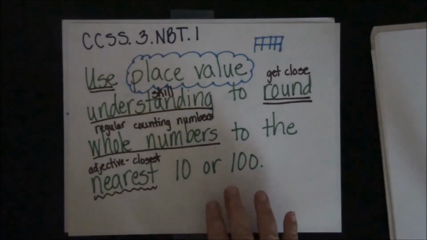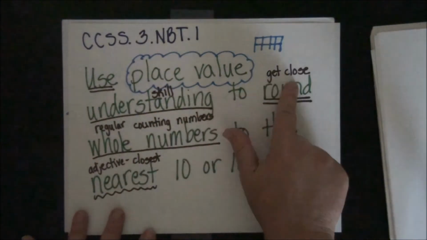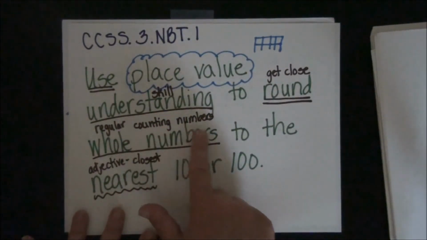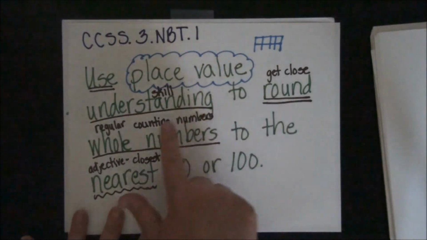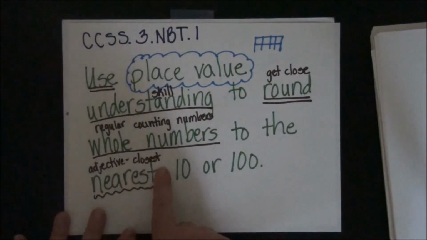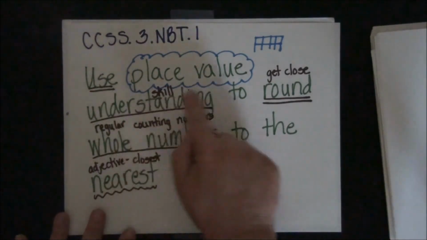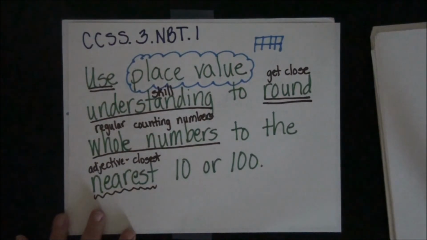Well, close enough. Okay, so we use our place value skill to get the regular counting numbers to the closest 10 or 100. So use place value understanding to round whole numbers to the nearest 10 or 100. I think actually their standard is easier to understand than my interpretation of it. But that is what we did today.